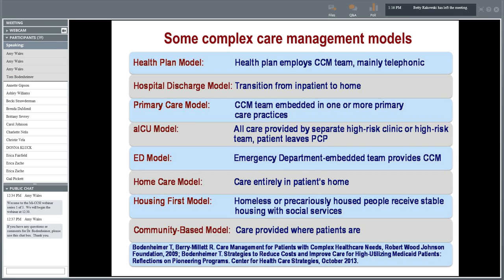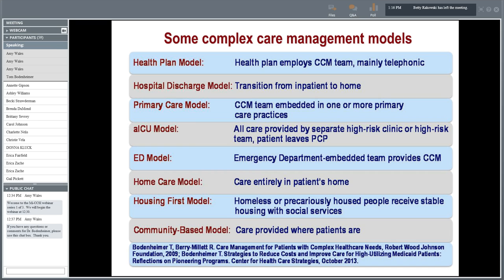So what are some of the models? Well, there's the health plan model, which is often telephonic. There's the hospital discharge model, primary care. We're going to go into a few of these in more detail. Primary care model, the AICU model, emergency department, home care. Now, the housing first model is: you have a homeless or precariously housed patient. Don't deal with the medical stuff. Try to get them housed first. If you get these people housed, they will do better. Their costs will go down. All the medical stuff won't work if they're homeless.